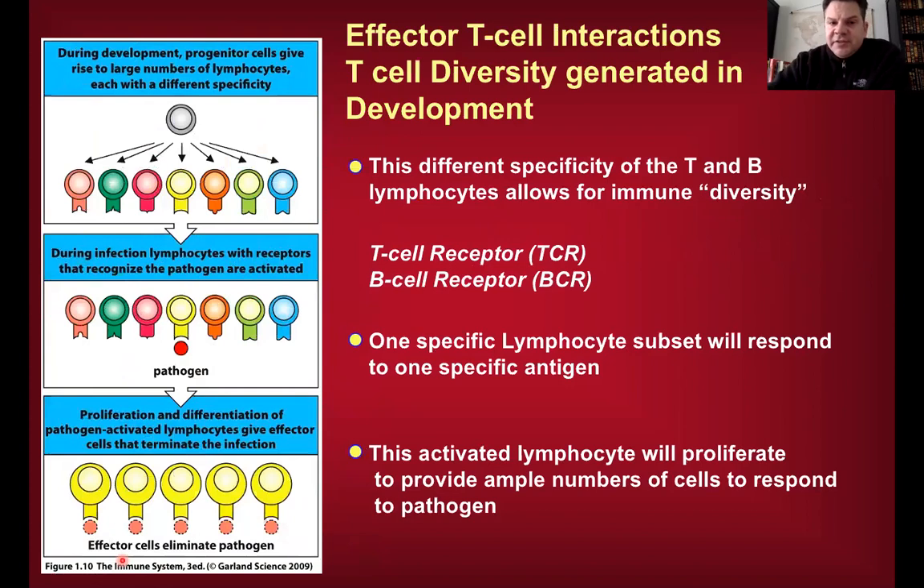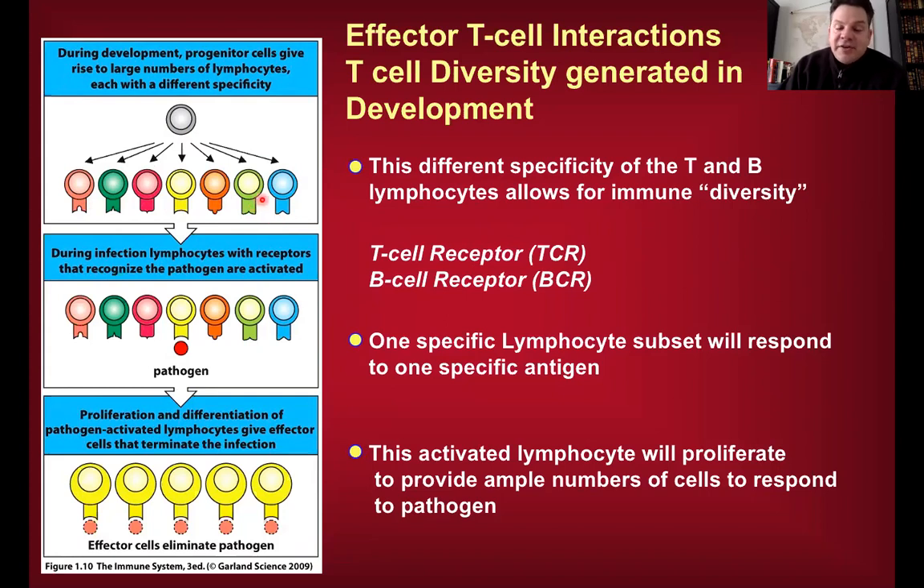Okay, so the diversity of the T cell interactions is generated during development. Let's take a close look at this picture, because I think it really shows you. During development, progenitor cells give rise to a large number of lymphocytes, okay? And they do it within natural proliferation here. If you look at these, they're each a different color, and you see that the antigen binding site is different. So this is all generated in development. You already develop all these different potential clones.